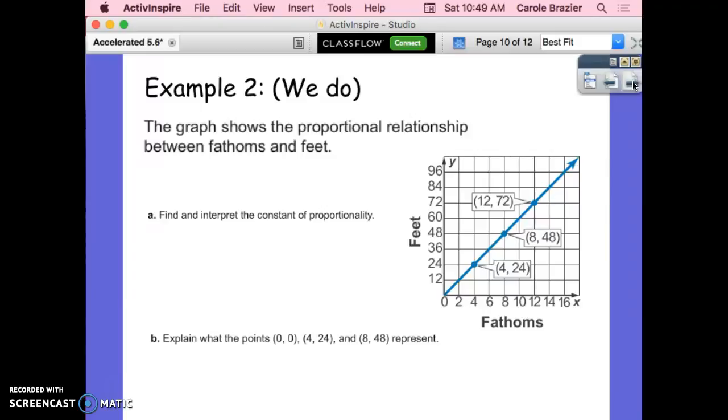Okay, welcome back. For this one, it doesn't matter which point you choose. If you chose 72 over 12, perfect. If you chose 48 over 8, that one would have worked as well. And same with 24 over 4. Since they're all on the same line, they should all end up being the same thing. So my constant rate of proportionality would say that 6 feet is equal to 1 fathom.